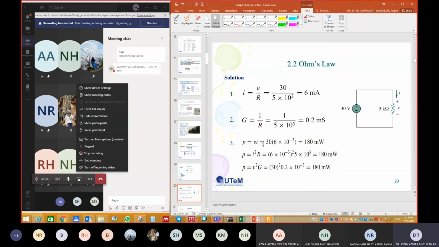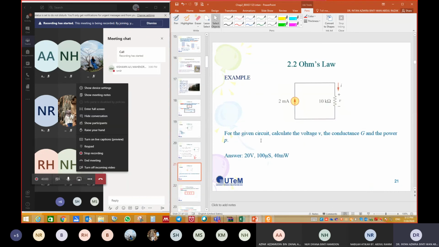And then power. We have three formulas for power: P equal to IV, or I squared R, or V squared over R, or V squared G, because G is 1 over R. So V is 30, times 6 milli, and so on. This is a very basic question.